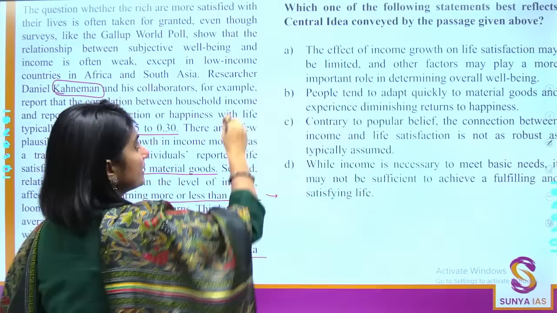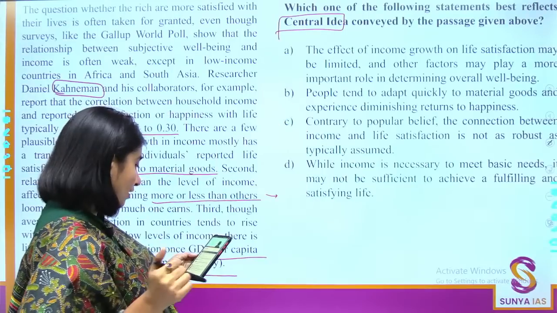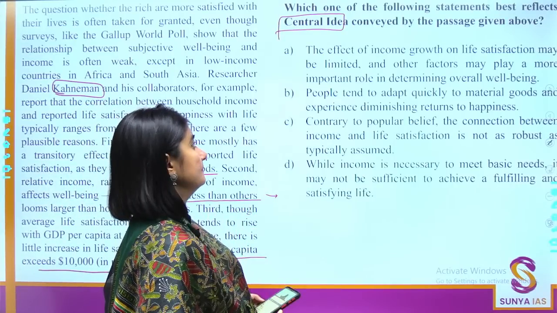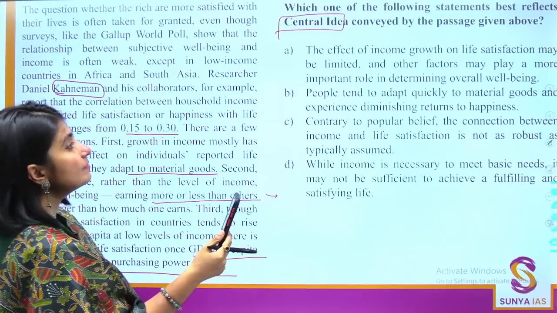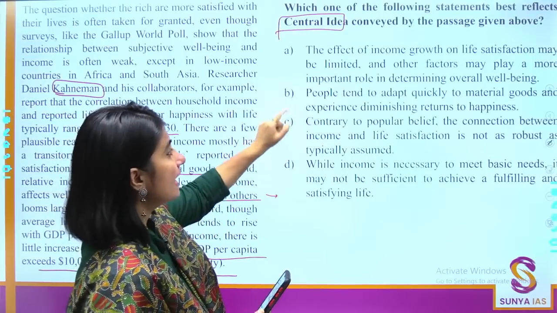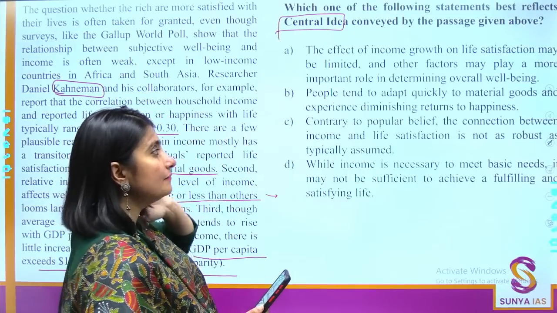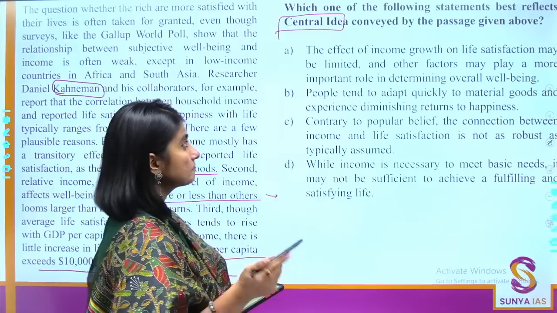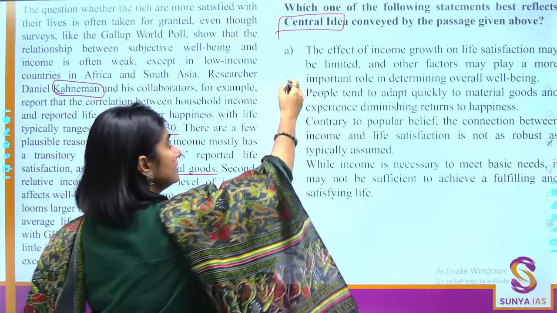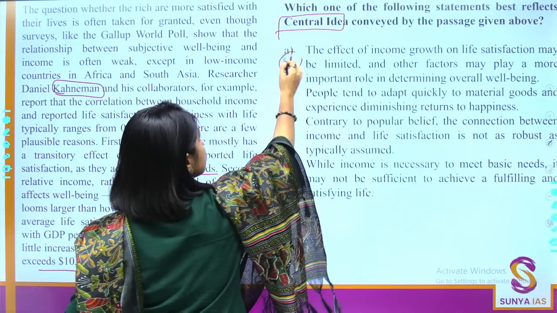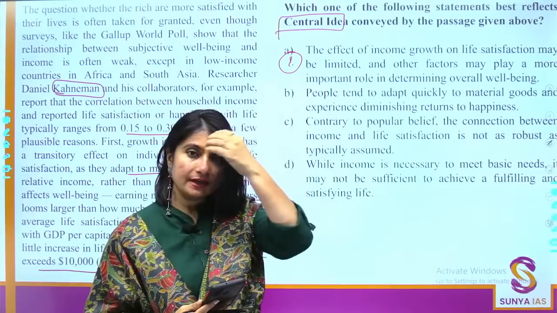Now we are coming here. Again, we are finding the central idea. That is why I didn't read it. Now let us see what will be the central idea of this passage. The effect of income growth on life satisfaction may be limited and other factors may play a more important role in determining overall well-being. It talks about the correlation and also talks about other factors. Shall I put a question mark? Yes. I will not eliminate this option because it resonates with the idea that is given in the passage.